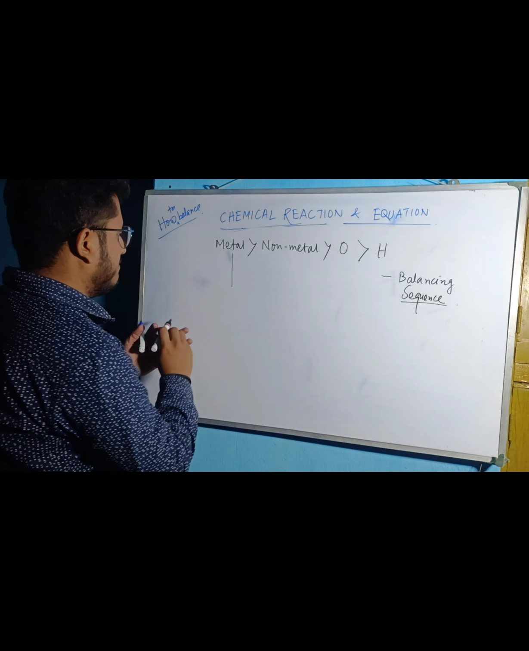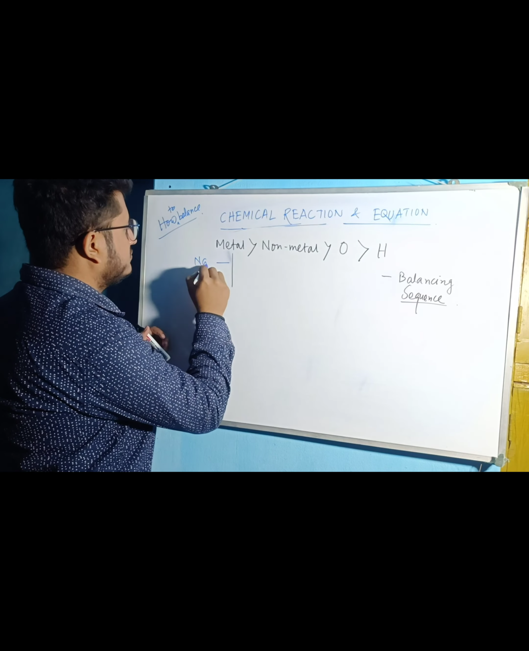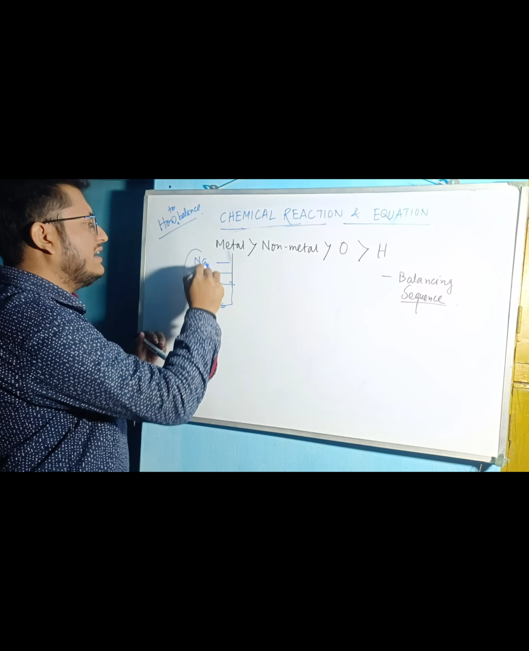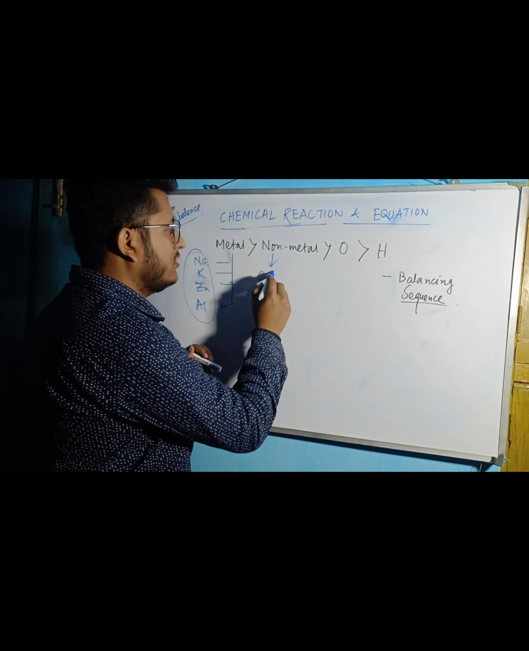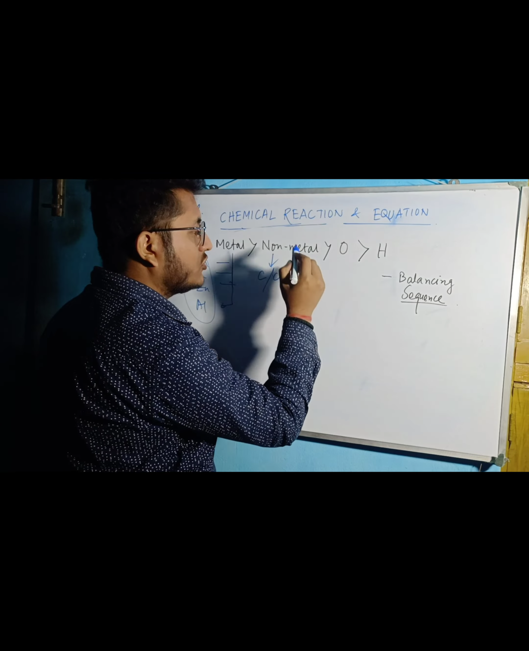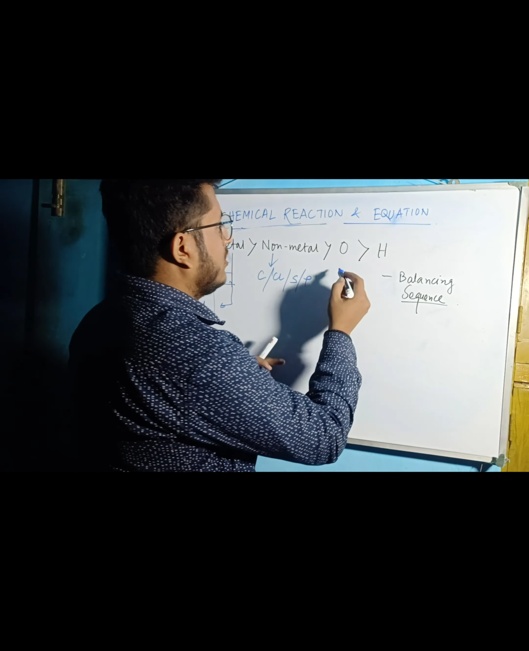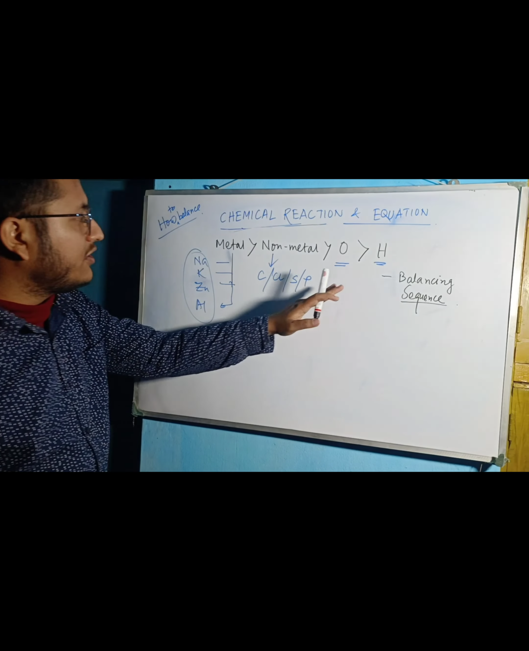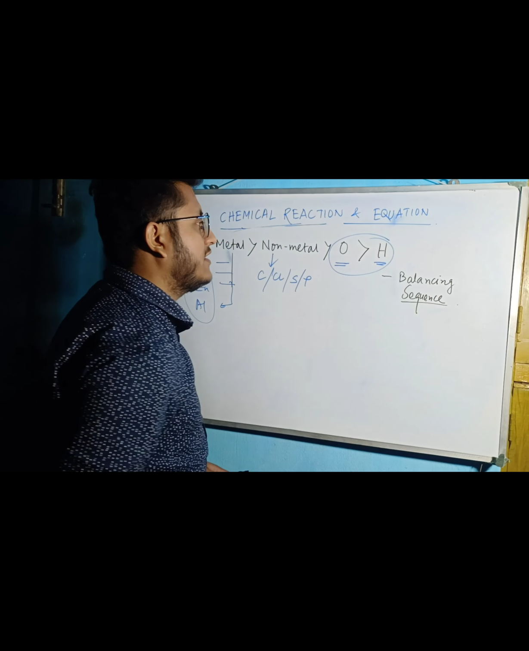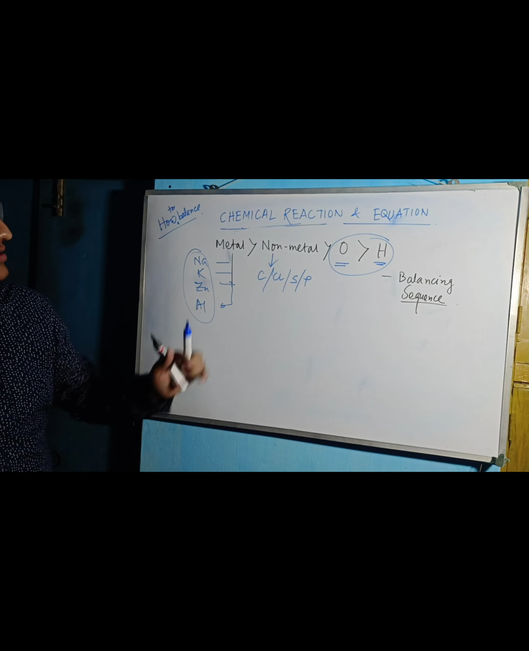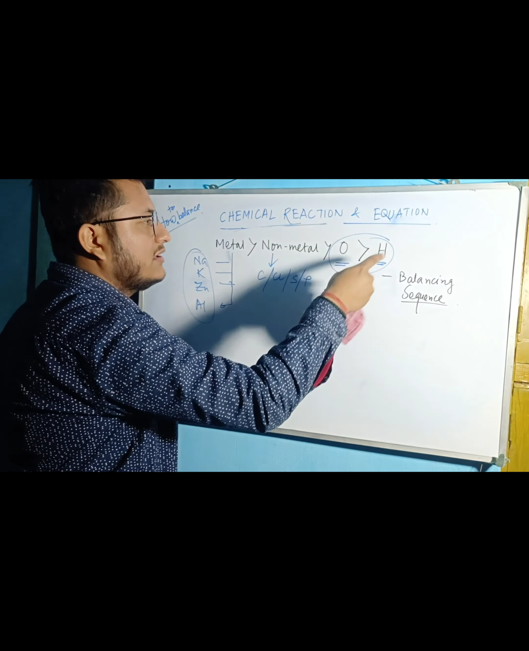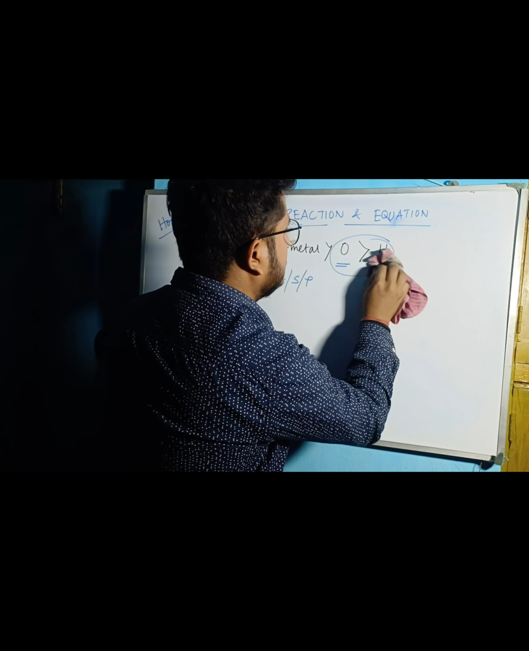So which are the metals? Metals are sodium, potassium, zinc, aluminium, and many others. Non-metals are carbon, chlorine, sulfur, phosphorus. Now it is the turn of oxygen and then hydrogen. Oxygen and hydrogen are also non-metals, but in balancing the equation, we consider them separately. So just remember the sequence: metal, then non-metal, then oxygen, then hydrogen. First, we will balance the metal, then the non-metal, then oxygen, then hydrogen. This is the balancing sequence.